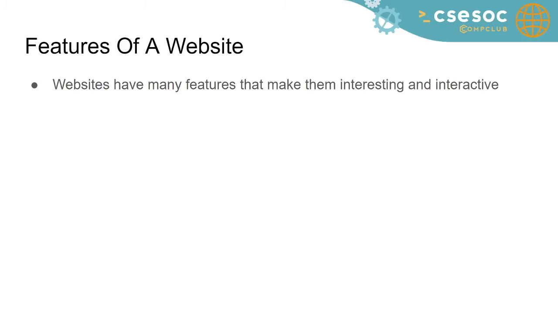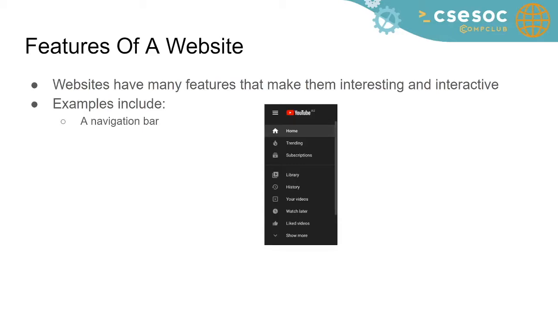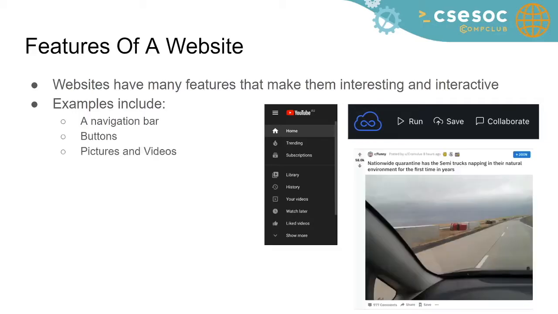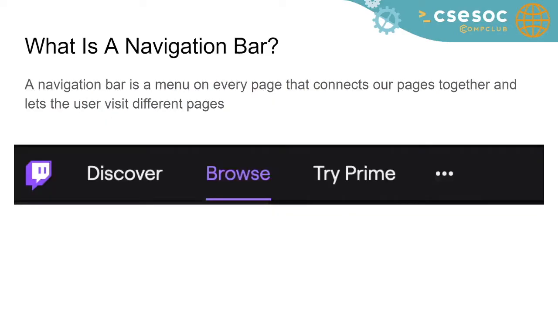Alright, so now that we are getting into the actual programming in our series of videos, the first thing we see when we browse the internet is that websites have many features that make them interesting and interactive. Some features include a navigation bar, like the one here on YouTube. We also have buttons, taken from JSFiddle, which we showed off in the last video. And we also have pictures and videos. A lot of sites will try to be interactive and have things for you to see and watch. And on top of that, there are many more.